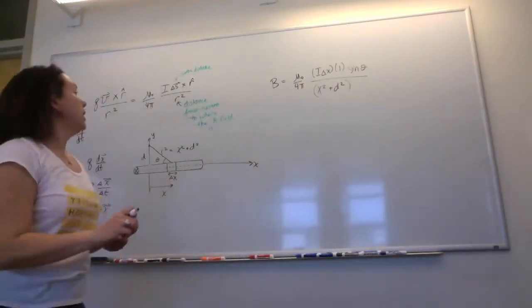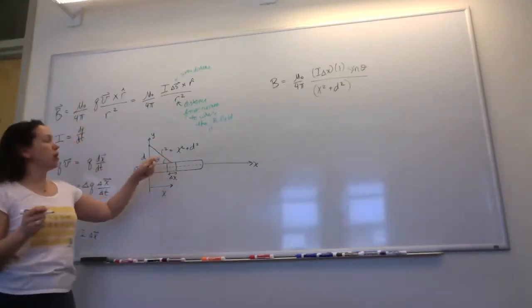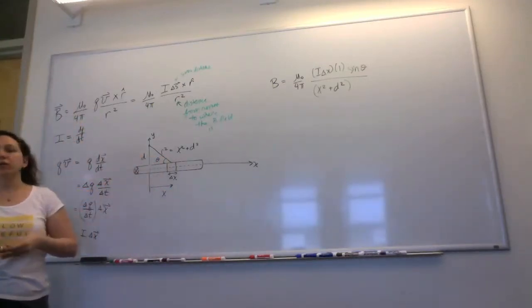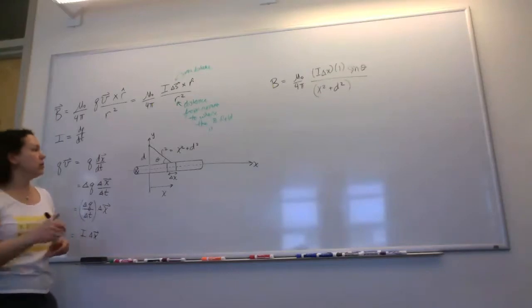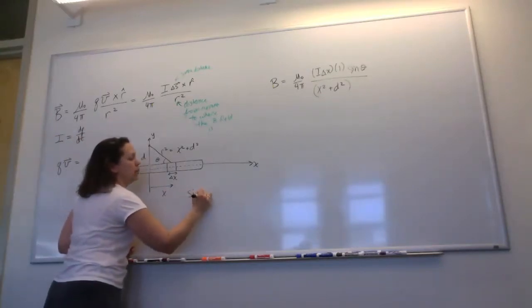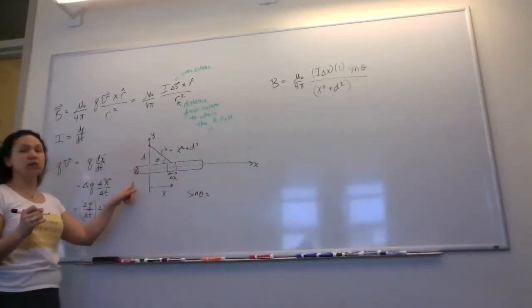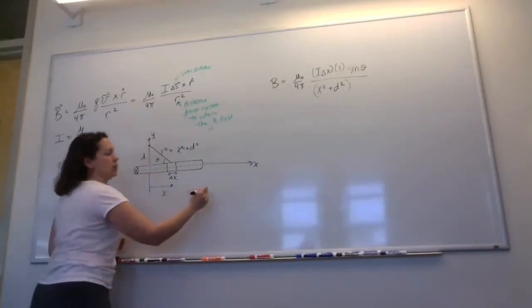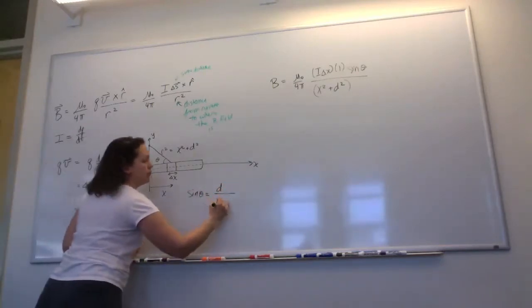Now I can also talk about the sine of that angle. In terms of the triangle, the sine of that angle is equal to d over the square root of x squared plus d squared.